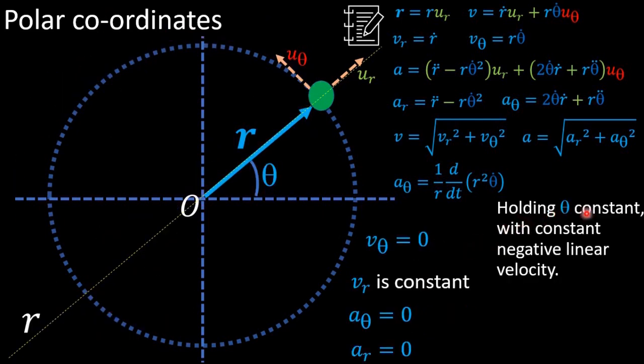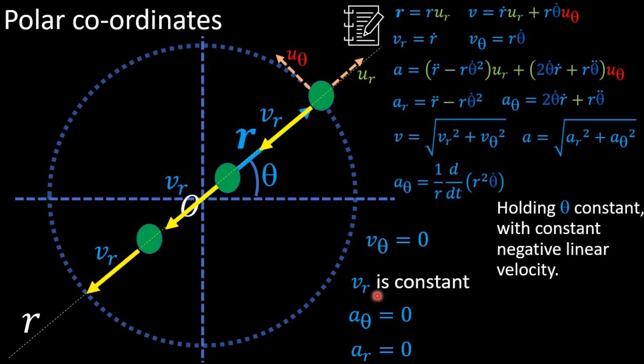So now we're going to hold theta constant with a constant negative linear velocity. Okay, so by negative we mean it's going to move in this direction here. Okay, so remember u sub r pointing radially outwards is positive, but if it's in this direction, the velocity will be negative. Okay, so we're holding theta constant. So this is no longer rotating around. So theta is being held constant, and we have a constant negative linear velocity going in this direction. So the particle can only move in this direction here, okay, along this line. Okay, so it can only move along there with a constant velocity. So if theta is fixed, v sub theta is going to be 0, okay, because theta dot will be 0.